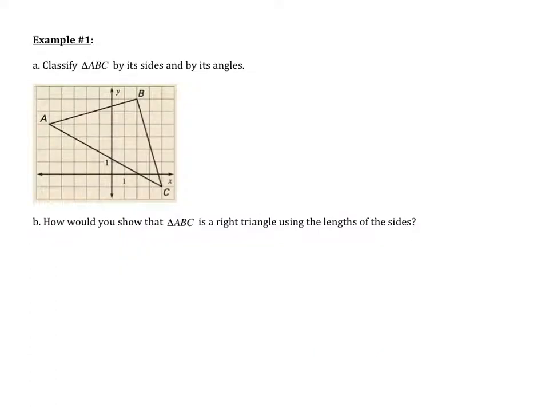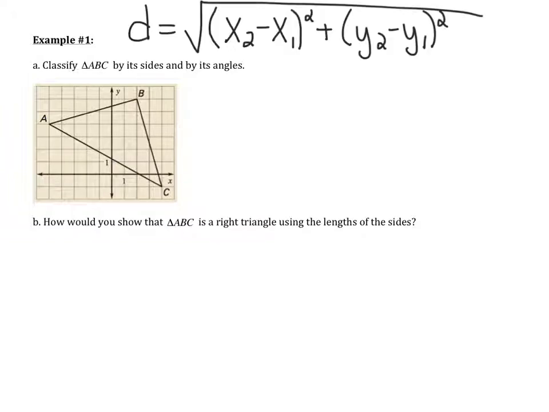Let's look at an example. We have number 1. Part A, classify triangle ABC by its sides and by its angles. So if I'm supposed to classify it by its sides, I will need to find the length of all 3 sides. Notice how all 3 sides are diagonal lines. Therefore, it's not going to be as simple as just counting units if the lines were completely horizontal or completely vertical. So I'm going to have to use the distance formula. So let me remind you what the distance formula is. It's the big square root formula. So it's the square root of x2 minus x1 squared plus y2 minus y1 squared.